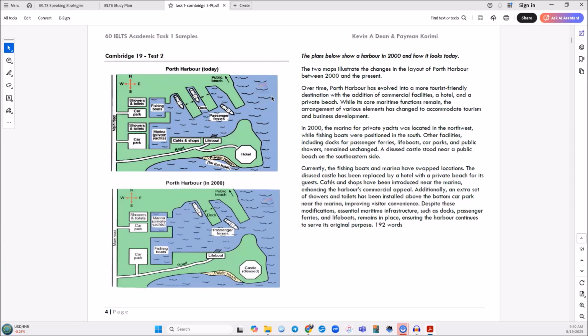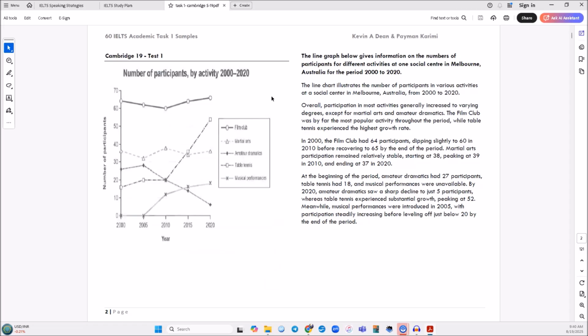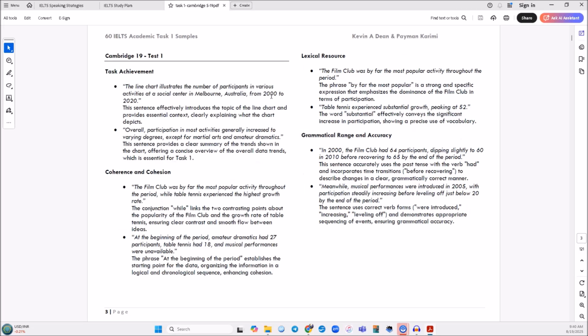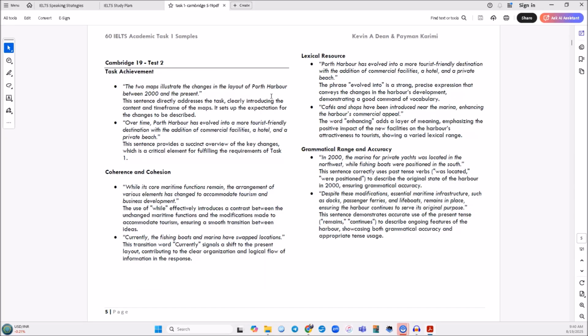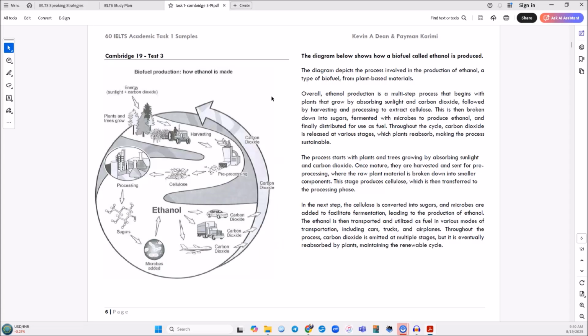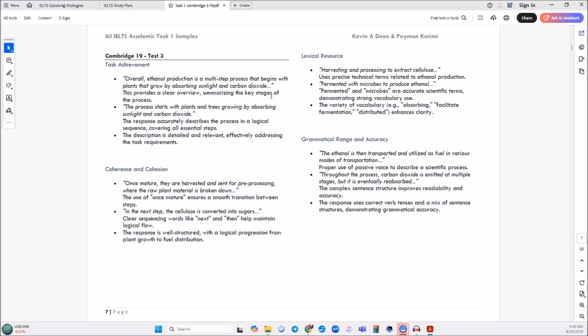Again, English and Persian, but if you look at it, we go through every single one, starting from Cambridge 19. We've got the sample, and look, we've got the breakdown: task achievement, lexical resource, coherence and cohesion, grammatical range and accuracy. So that's the harbour one. You've got the sample, the breakdown of the vocab, explanations, why that sentence works, what that sentence does. So this one is pretty good.